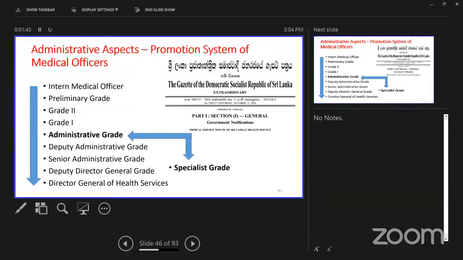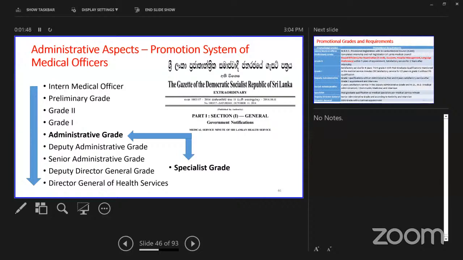So after the internship, you will be promoted to the preliminary grade, then grade 2, grade 1. Either you can go to administrative grade or the specialist grade. If you go to the administrative grade, you will go to the deputy administrative grade, senior administrative grade, DDG grade, and a director general of health services. So there are two pathways after becoming a grade 1 medical officer. I'll tell you what the requirements are for the promotion to each of these promotional grades.